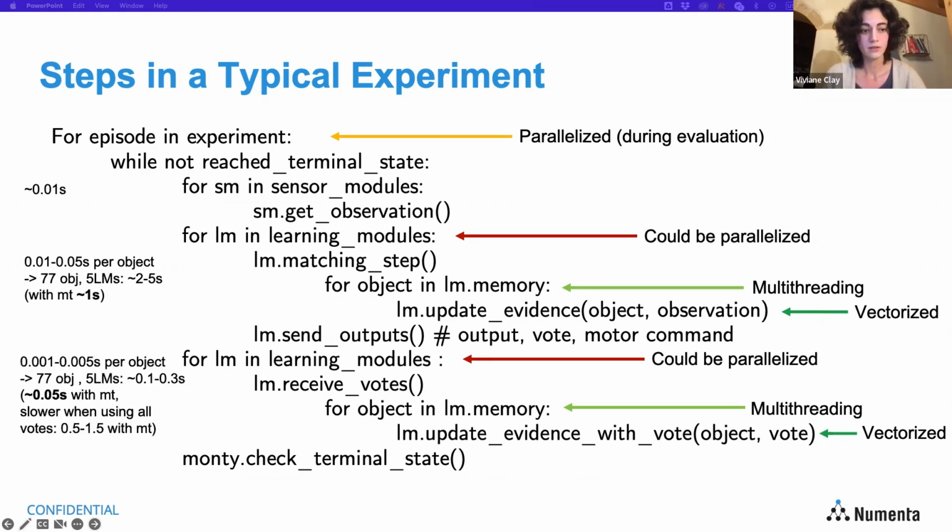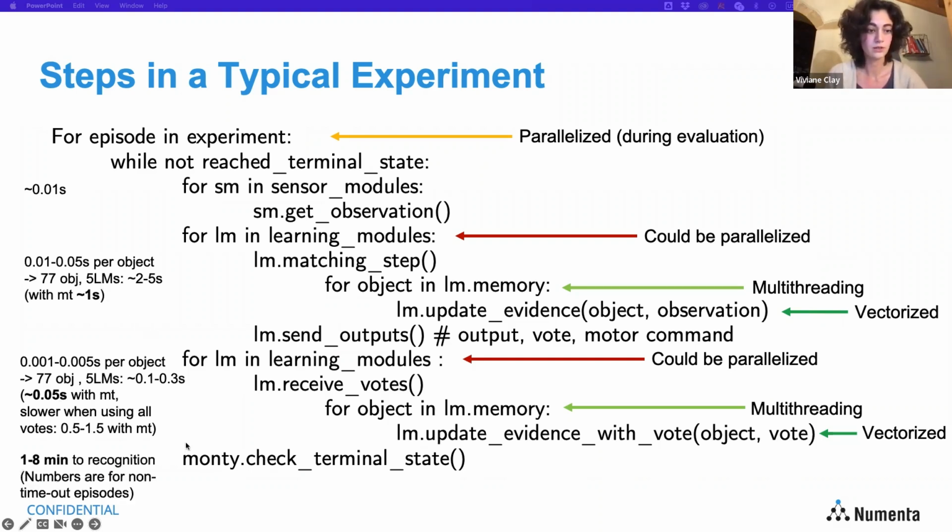And then the update using votes is a bit quicker because we don't use as many; we threshold the votes to make it a lot faster. Overall, it takes about 0.05 seconds with multi-threading. If we do use all votes and don't threshold them, it is a bit slower than the first update.